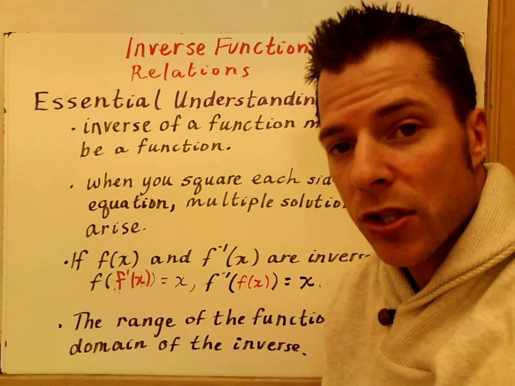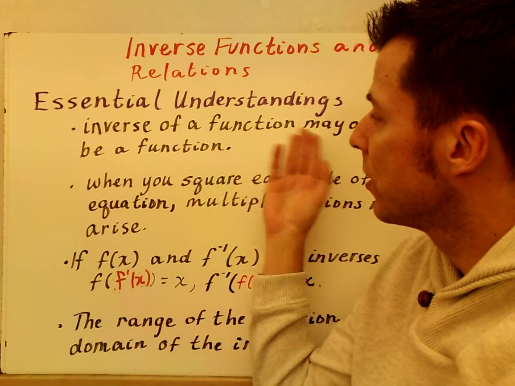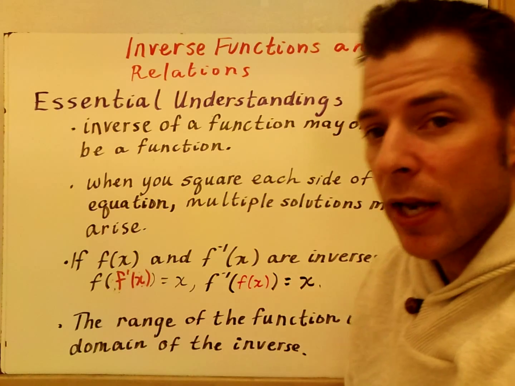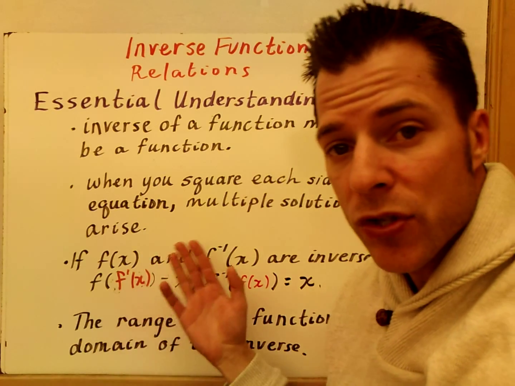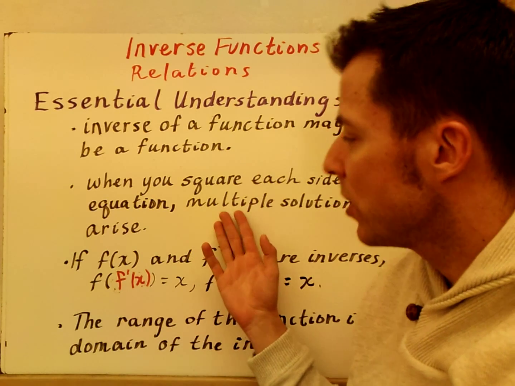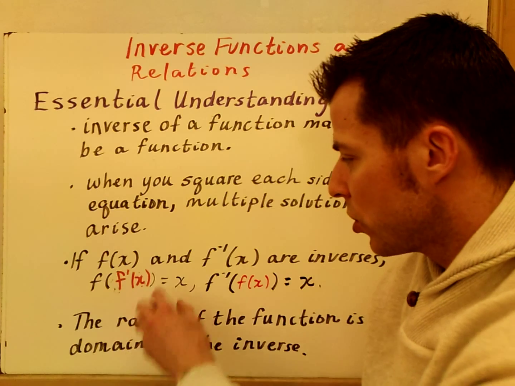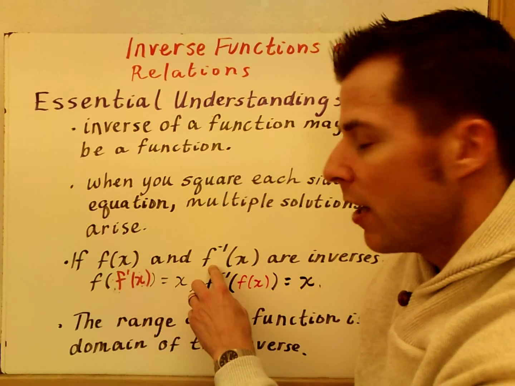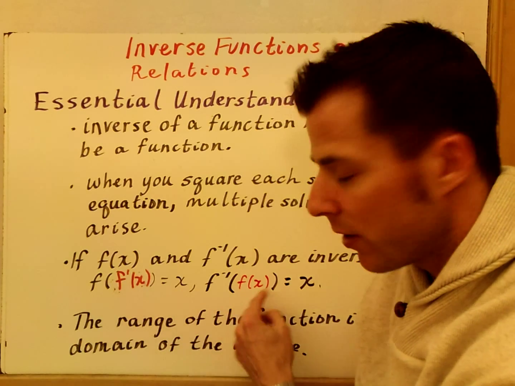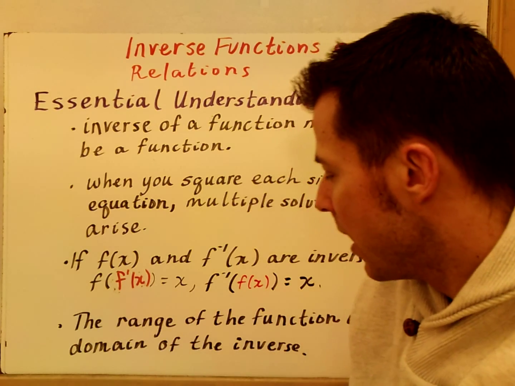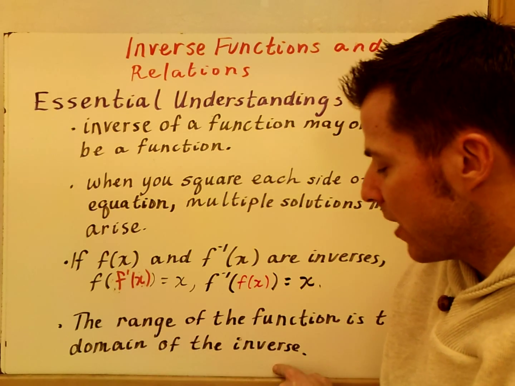So the essential understandings that we need to look at today are inverses of functions. Number one, the inverse of a function may or may not be a function. Number two, if you square both sides of an equation, multiple solutions could arise. And finally, if you can show that f of x and g of x are inverses, that means you can show that their composites are equal to x. And the last thing, the range of the function is the domain of the inverse.